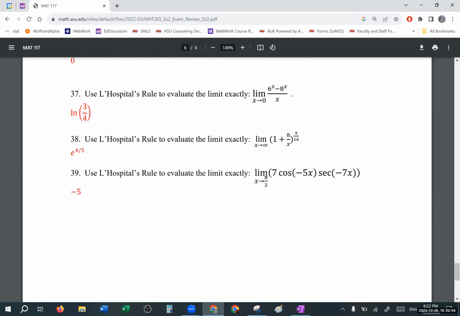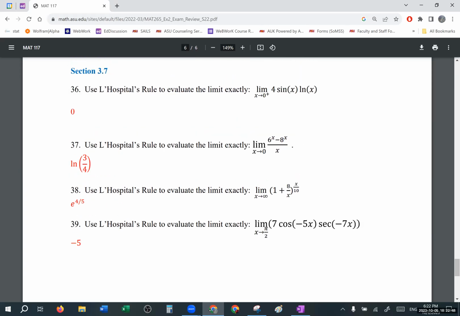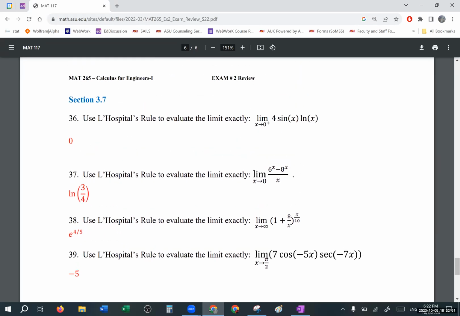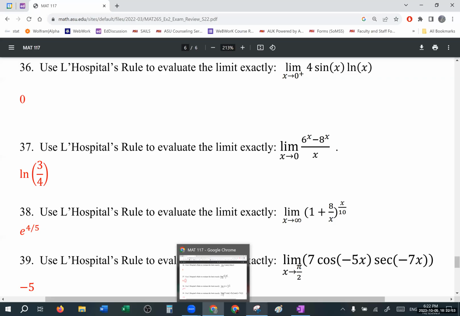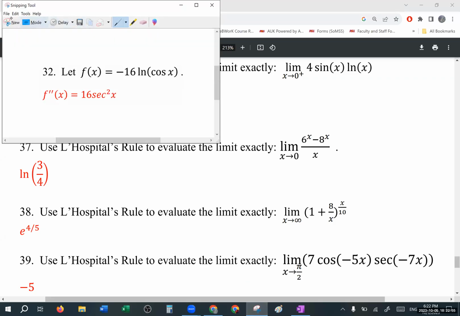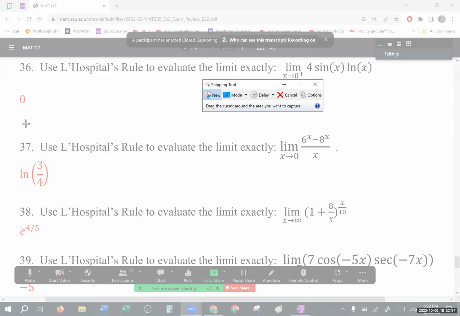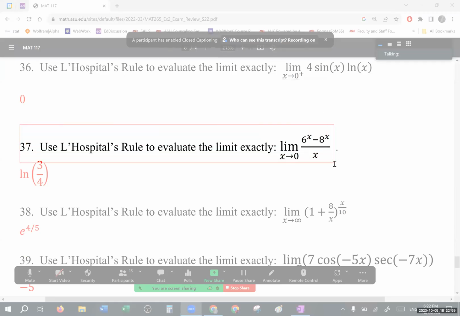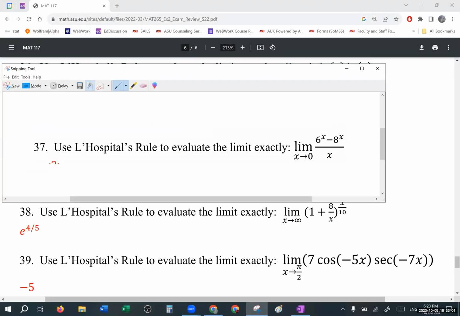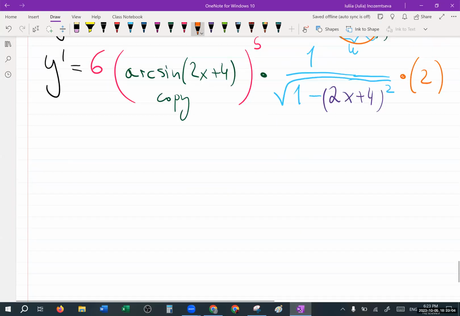Now, L'Hopital's rule. L'Hopital's rule should be your favorite topic ever. Don't be scared about that. Let me show you why. Let me show you this example. L'Hopital's rule is amazing. It's actually very cool, and in general, people stick to it in future classes too when they know how to use it.